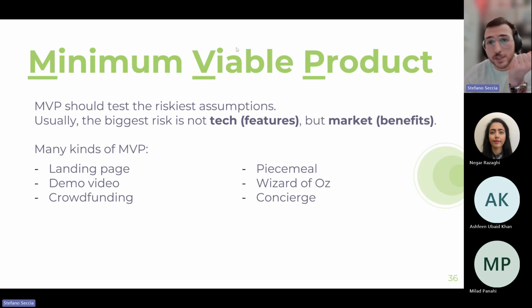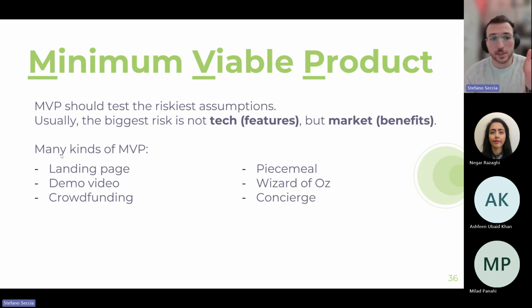And usually the biggest risk is not tech, the features that your product has, but rather the benefits it answers, the market, how people are actually going to use it, what the incentives that drive their behavior are. There are many kinds of MVP depending on the industry, depending on the product or service that you use.